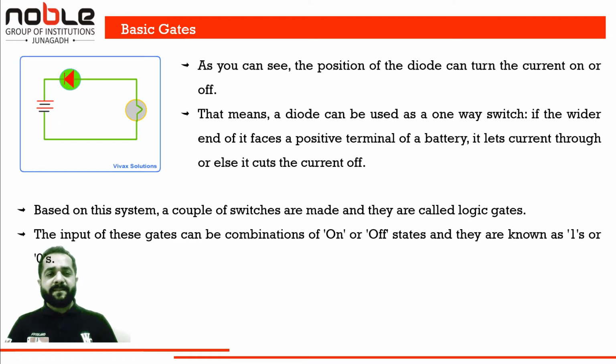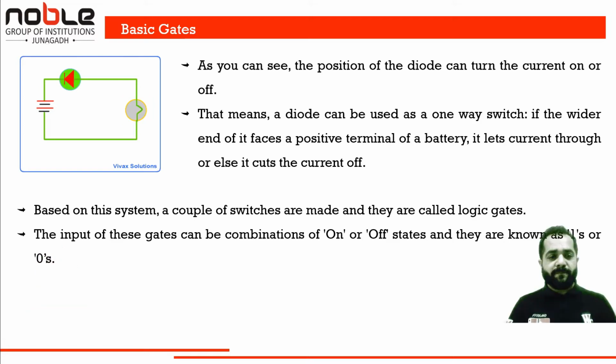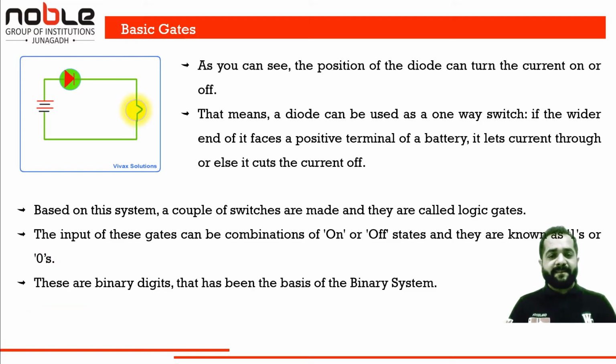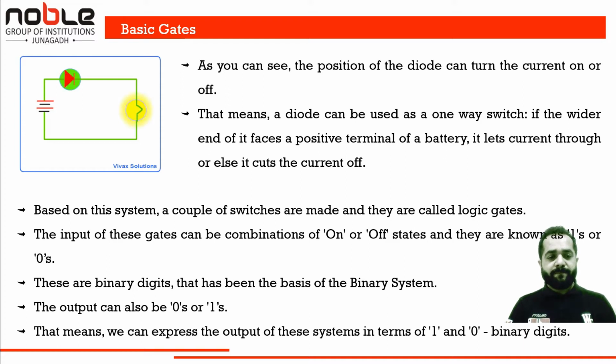The input of these gates can be a combination of on or off states and they are known as ones or zeros. These are binary digits that are the basis of the binary system. The output can also be zeros or ones. That means we can express the output of these systems in terms of ones or zeros, a binary system.